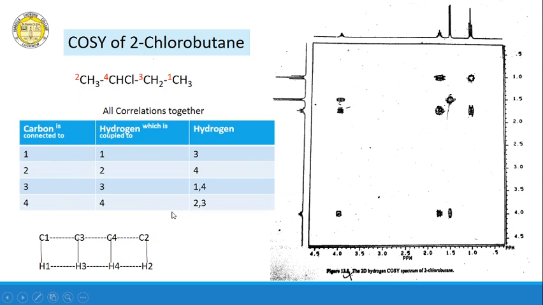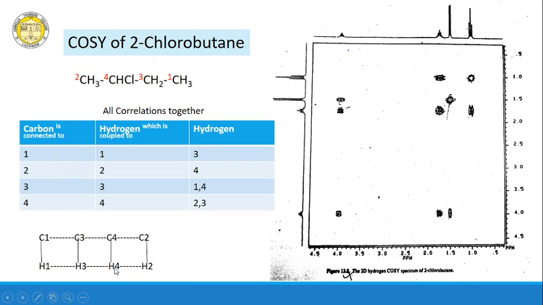And now let us make the correlation diagram here. I start from C1, and C1 is linked to H1, so I have written H1 here, and H1 is then linked to H3, so I write H3 here. Now let me see, H3 is linked to which carbon atom? I will have to check in this column. H3 is linked to C3, so I write C3 here. Now H3 on one side is attached to H1, but on the other side, it is attached to H4. So I write H4 here. H4 is connected to C4, so I write C4 here.